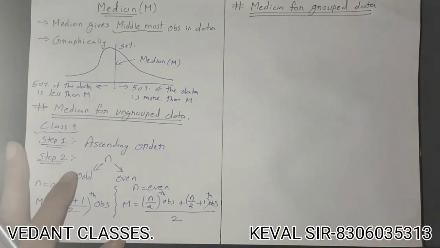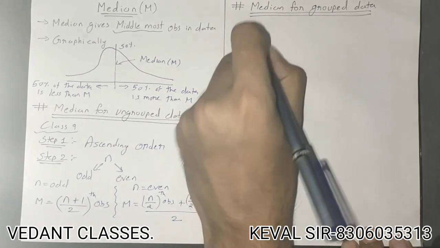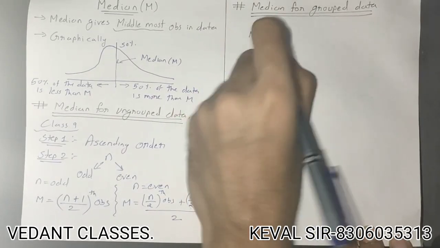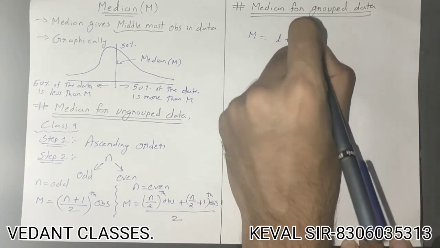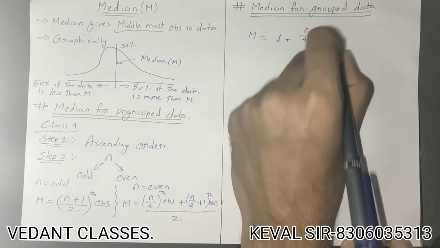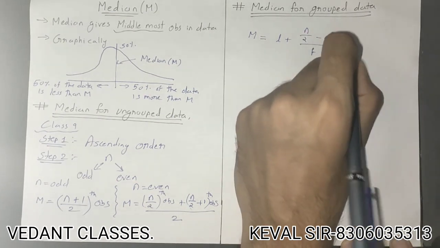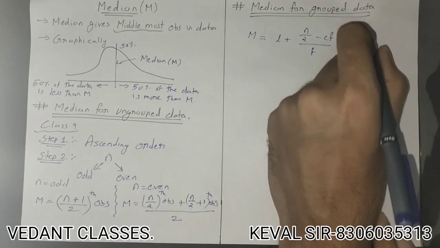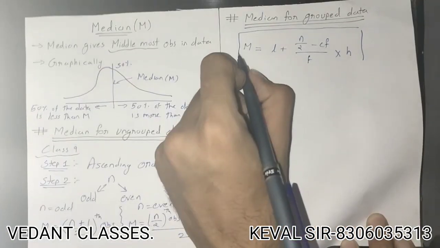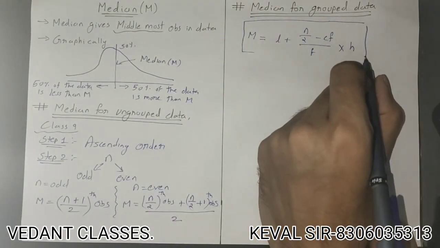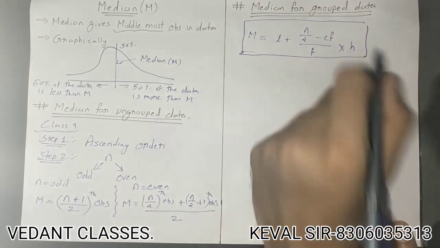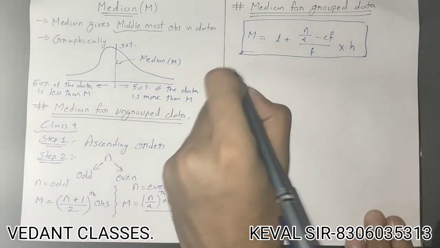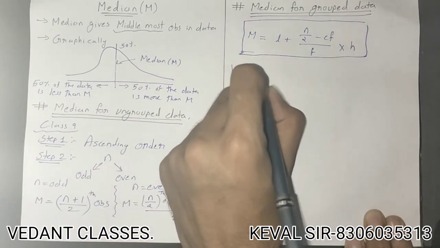Now let's see the median for grouped data. The formula to find the median for grouped data is L plus (n by 2 minus Cf) upon f, into h. This is a very important equation to find the median for grouped data. In class 10 we are going to deal with this formula. Let's see the terminologies.